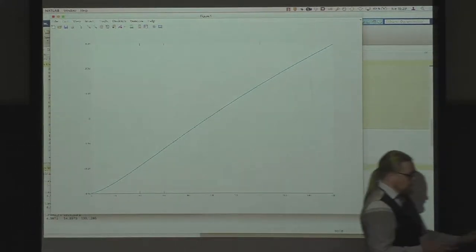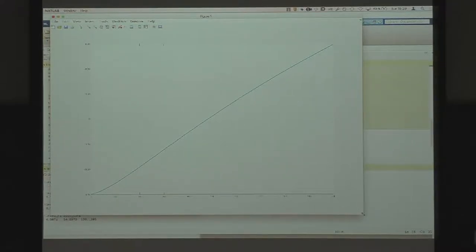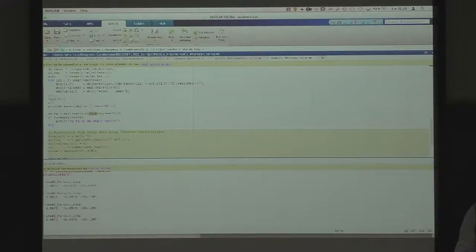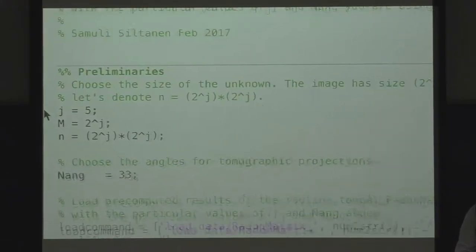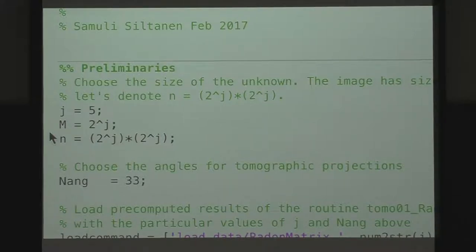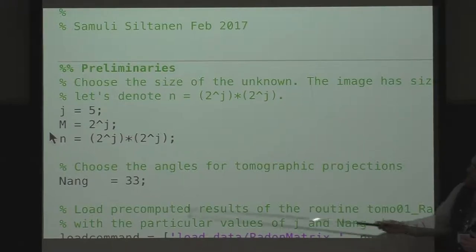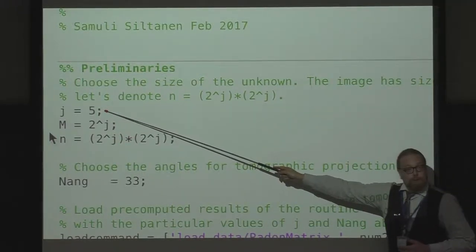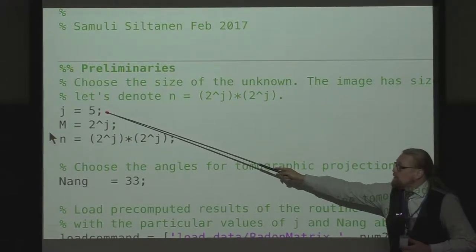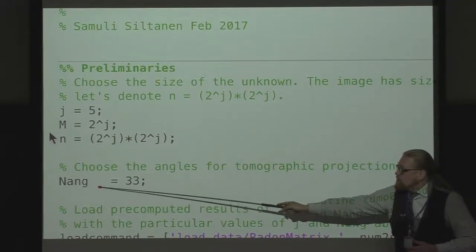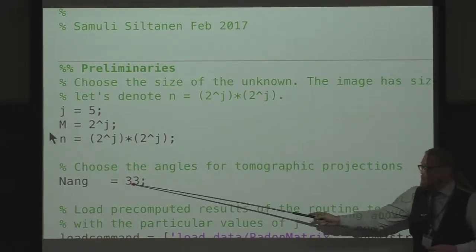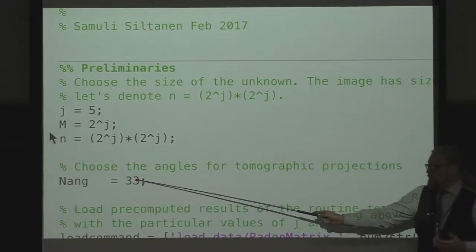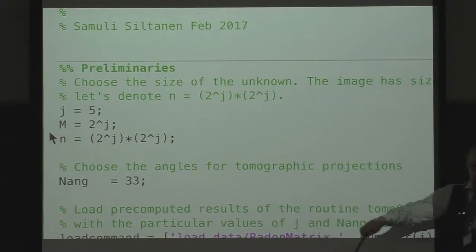So let's take a closer look at what is there in this piece of code. So first I start with just a few settings. The green ones are just comments, they are not really the code. So first I just choose what size we are dealing with, so I choose this 32 by 32 matrix, so 2 to the power of 5 is 32. And I also choose this number of angles, 33. We have two choices, pre-computed 33 directions and 17 directions.